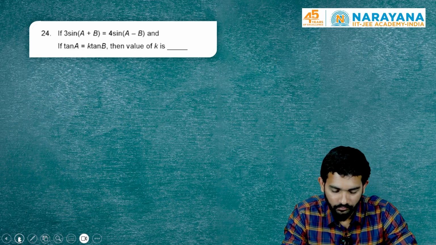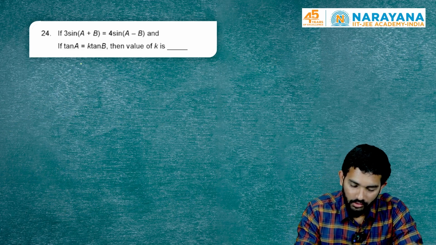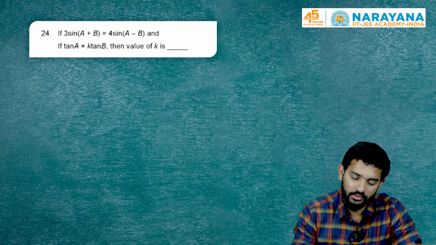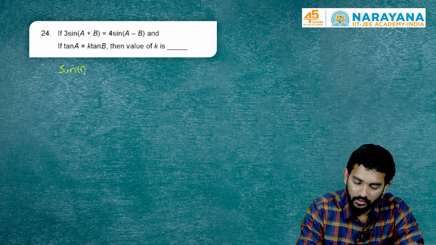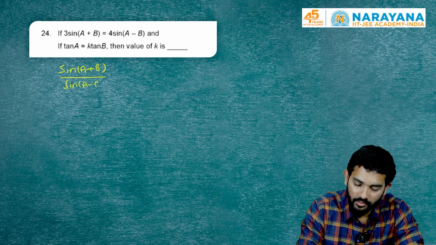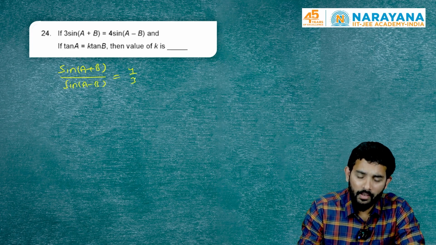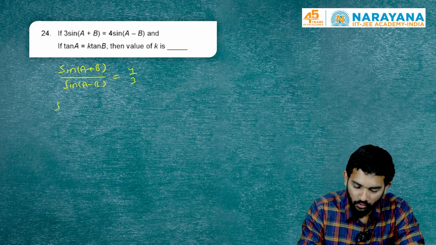Next question, based on trigonometry. Given 3 sin(A + B) = 4 sin(A − B), and if tan A = k tan B, then the value of k is. So I'll write sin(A + B) / sin(A − B) = 4/3. If I apply componendo and dividendo, then what will I get?